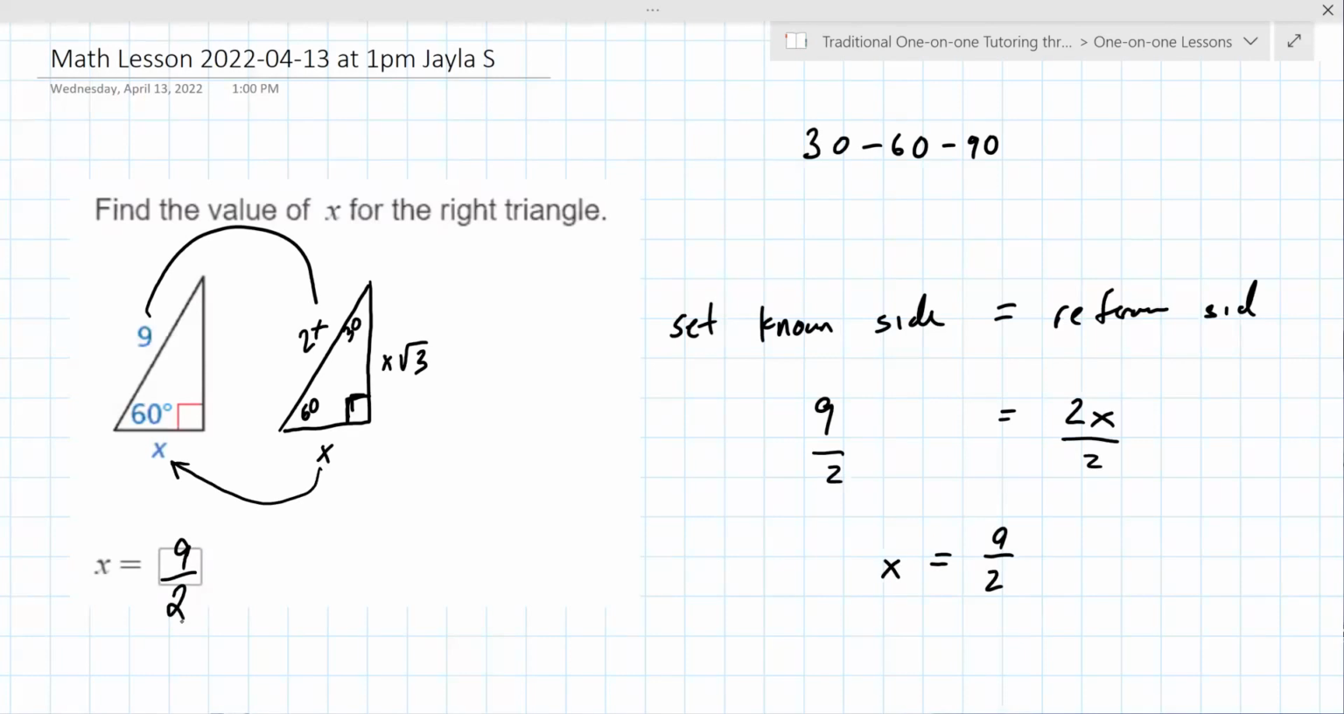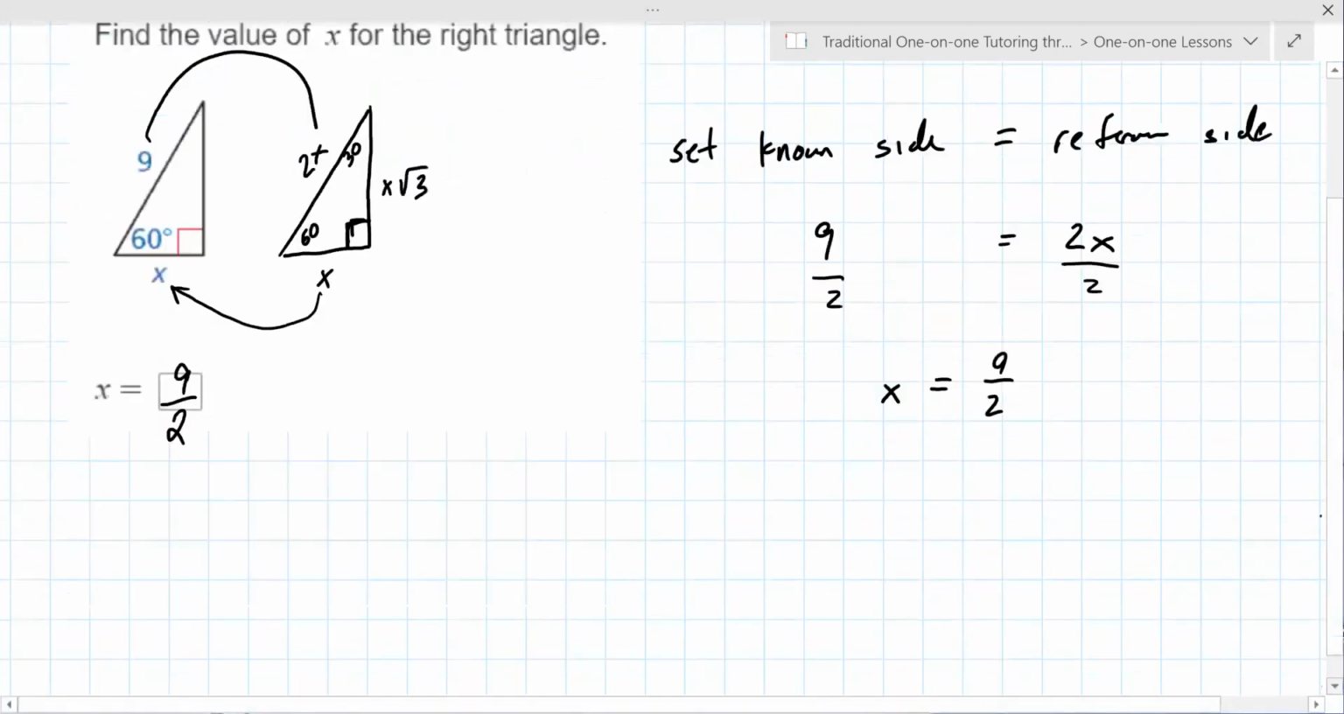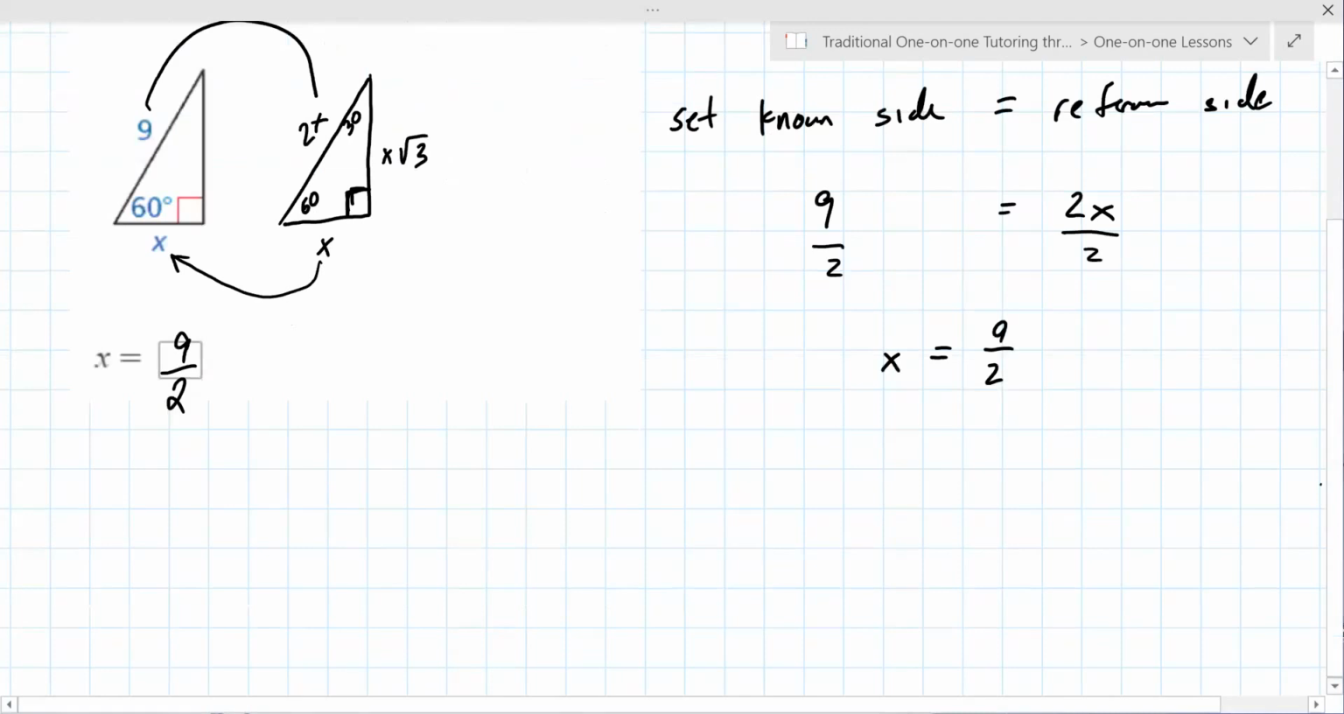But the thing we're going to keep doing over and over again is we're going to draw this reference triangle. We're going to set the known side equal to the reference side. There's no way to do this otherwise, unfortunately. This is the only way to make this work. Okay, whenever you're ready, you can share the next one.